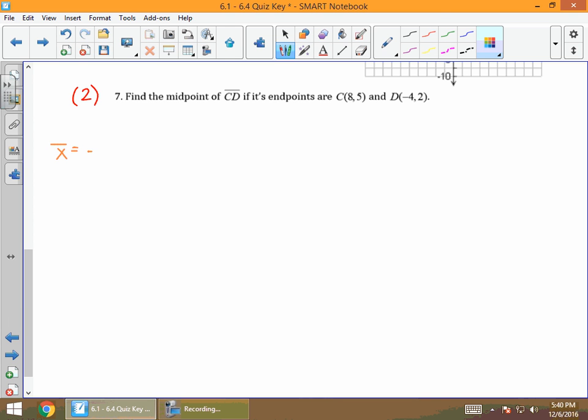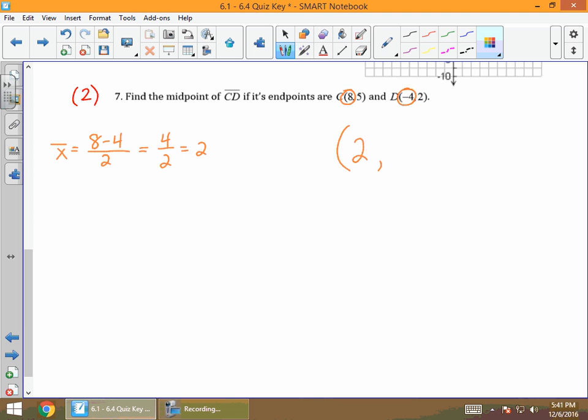So x bar means add your two x's together and divide by 2. So my two x values are 8 and negative 4. Add them together. 8 plus negative 4 is the same thing as 8 minus 4. 8 minus 4 is 4. Divided by 2 is 2. That is the x value of my point, 2.